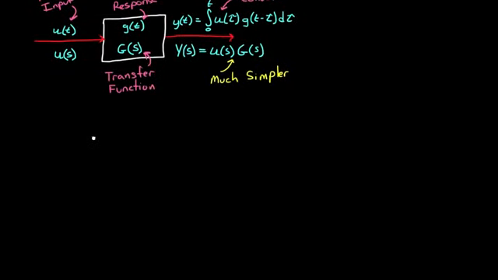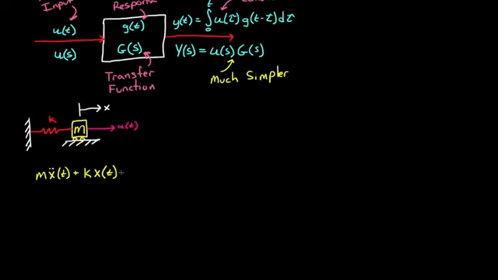To make sure that this sinks in, let's walk through this one more time, but this time with an example. Take a simple harmonic oscillator with mass m and spring constant k, which is subjected to an input forcing function u of t. It can be shown that the equation of motion of such a system is m times the acceleration plus k times the position, and that's set equal to the input u of t. Now to find the impulse response of the system, we set u of t to the Dirac delta function.